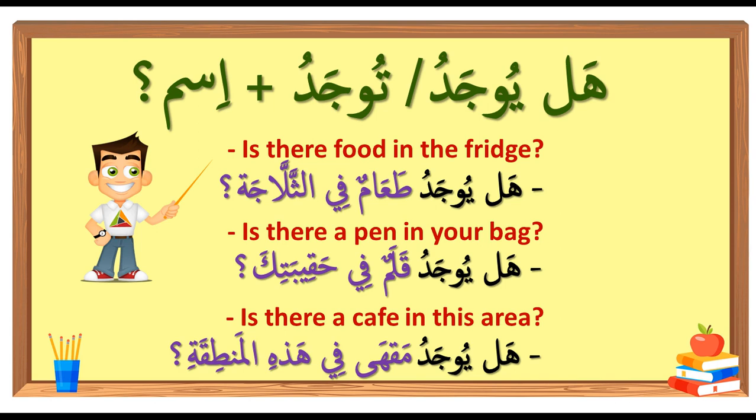So هل يوجد or هل توجد means "is there", and they are followed by a noun. Okay, and if this noun is masculine we say هل يوجد, and if this noun is feminine we say هل توجد. Okay, and that's the end of our lesson.